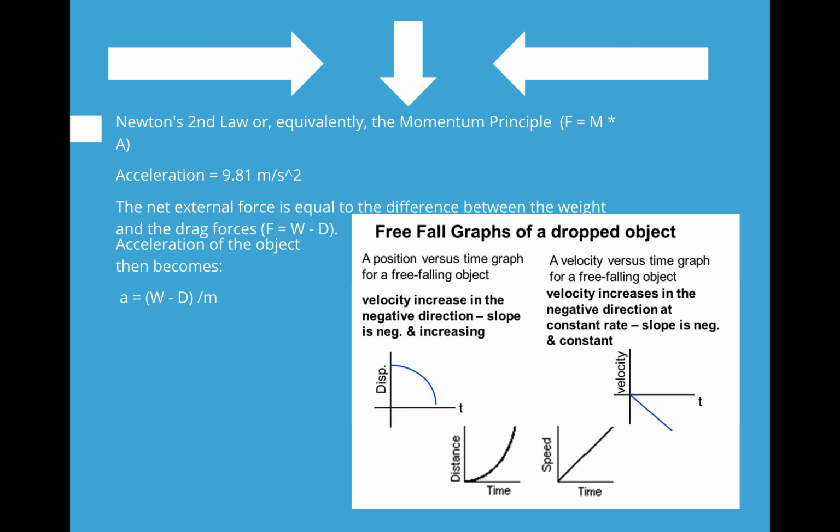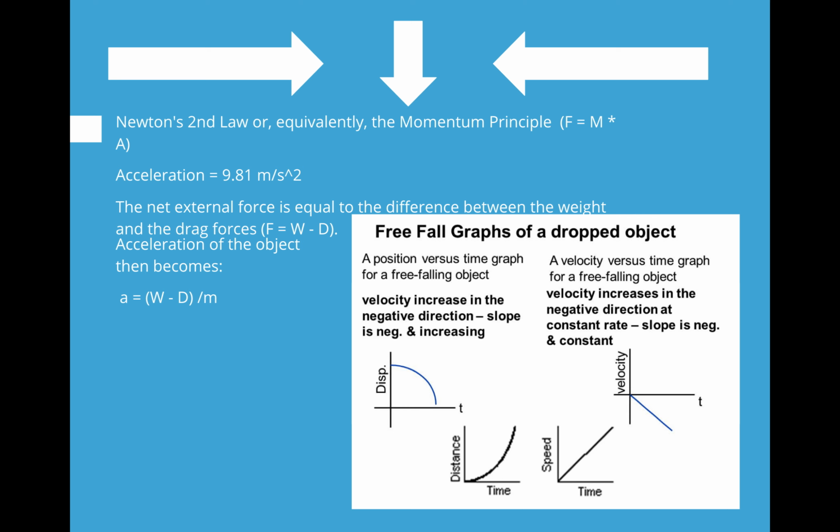If we go to Newton's second law, the momentum principle, F equals mass times acceleration. Acceleration on Earth is 9.81 meters per second squared. The net external force is equal to the difference between the weight and the drag forces. So force equals weight minus drag, depending on what axes you choose to be negative. Since they're in opposite directions, one of them is going to have a negative sign. Then the acceleration of the object becomes weight minus the drag force, divided by the mass.